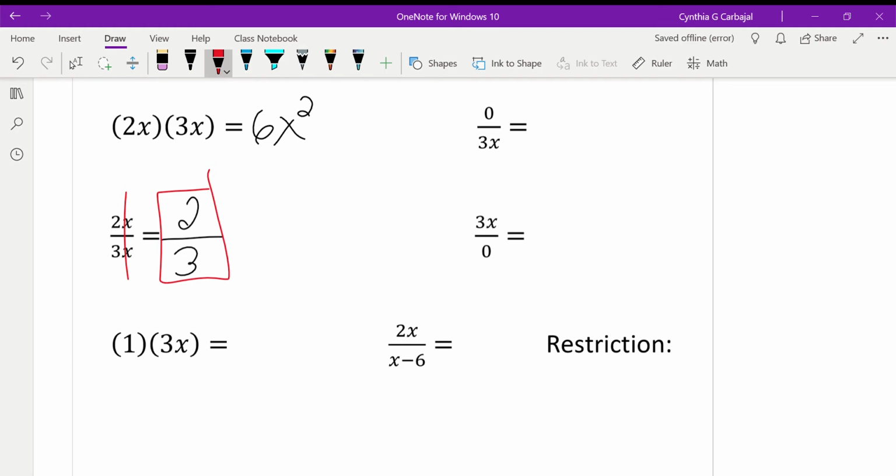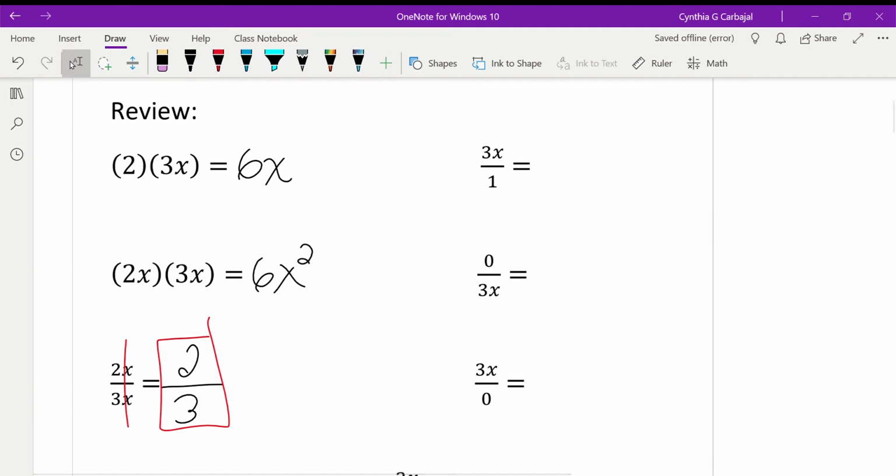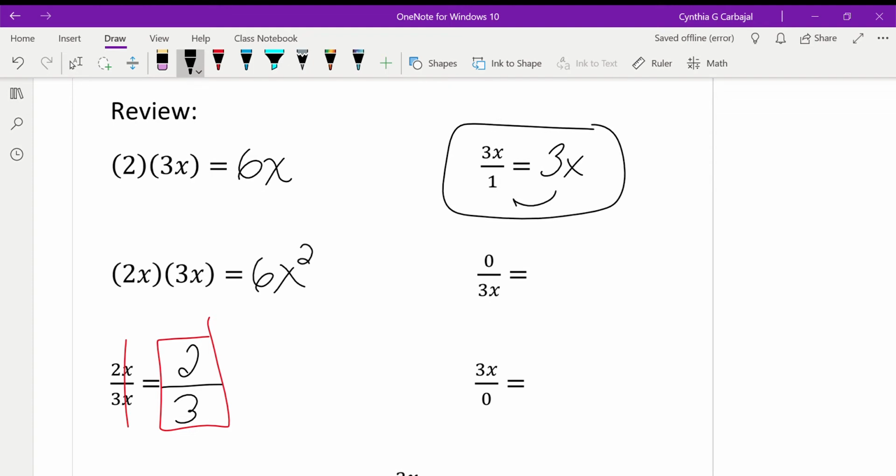Okay. I have more examples on division up here. 3x divided by 1 is just 3x. I do need you to take note that these are the same thing, and we're going to be going back and forth in today's notes between a whole number like this and making it a fraction and vice versa.